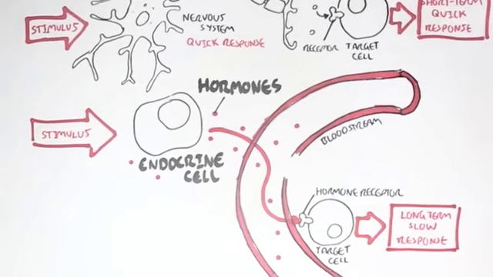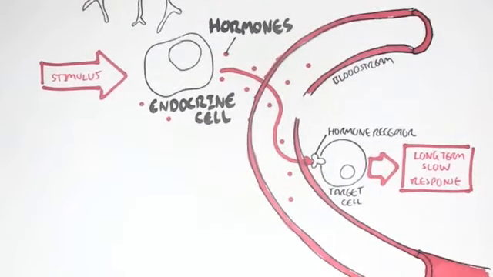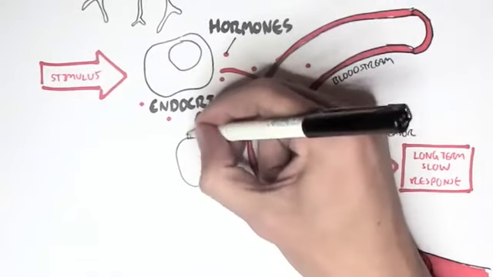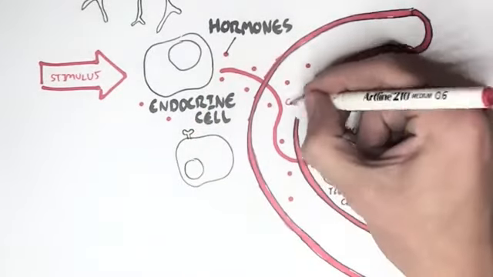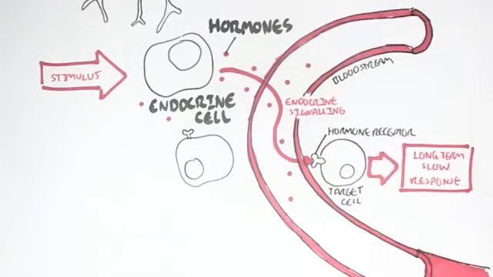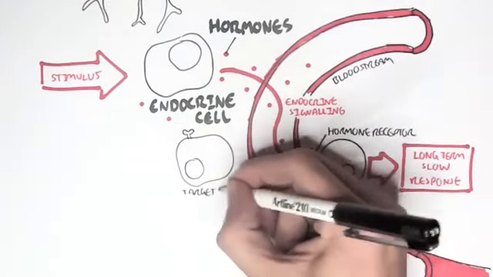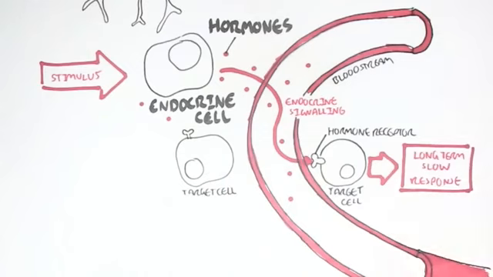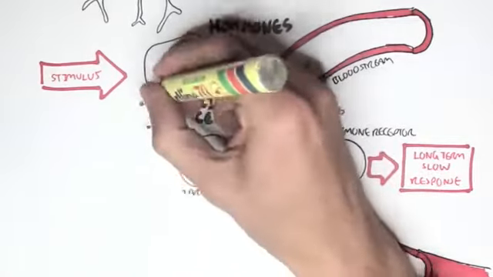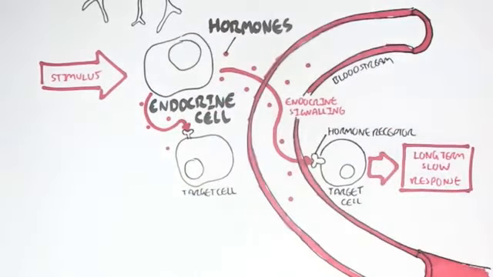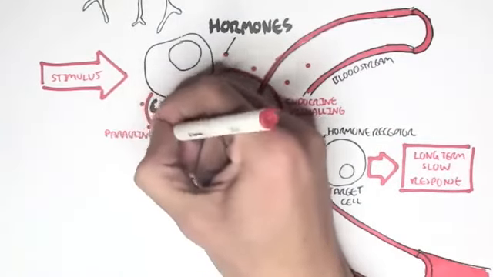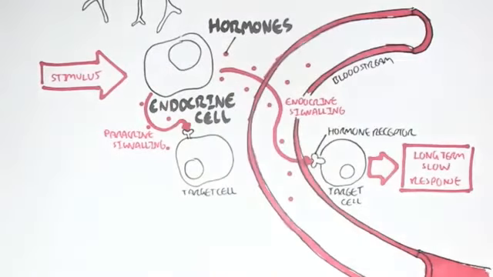The endocrine cell typically secretes hormones into the bloodstream. This is normal. This type of signaling is called endocrine signaling, hence the name endocrine system. However, hormones do not always have to be secreted into the bloodstream to target a cell. The endocrine cell can also secrete hormones that target a cell directly close to it, like this cell, for example. And when it does this, this type of secretion is known as paracrine signaling, para as in across. And this will initiate a long-term slow response.